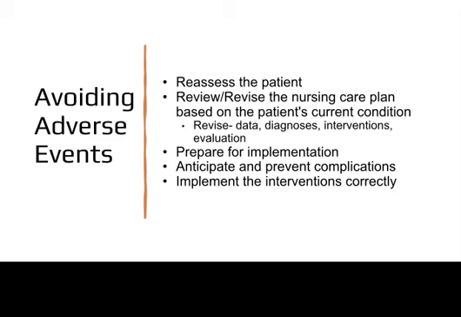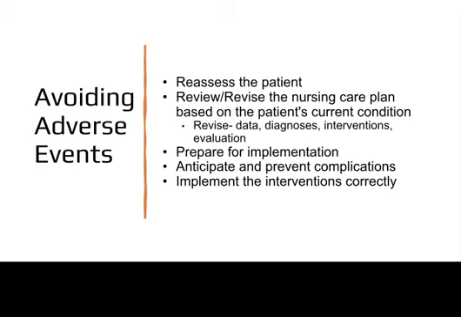Review and revise the nursing care plan based on the patient's current situation. For example, if the patient's pain got reduced and your intervention worked really good, revise the data, diagnoses and interventions and evaluation. Revise everything so it's current and up to date. Prepare for your implementation. Gather all your supplies. For example, if your intervention was to insert a urinary catheter, make sure you gather all your supplies. Keep an extra kit on hand just in case something goes wrong. And don't open everything, because then if you don't need to use it, it's a waste. It's not a good thing to waste resources either.